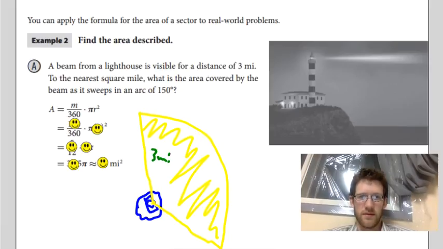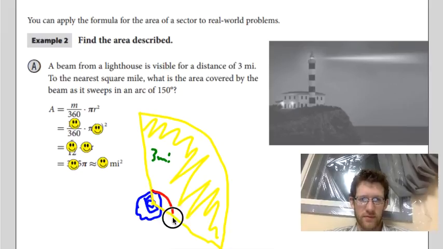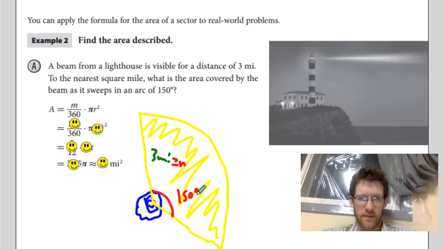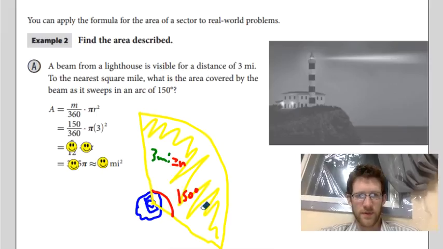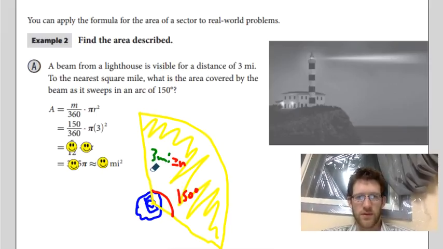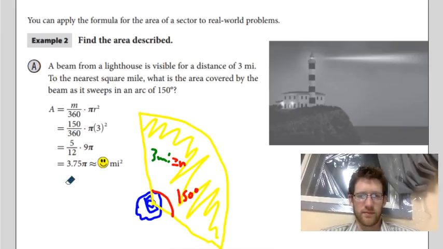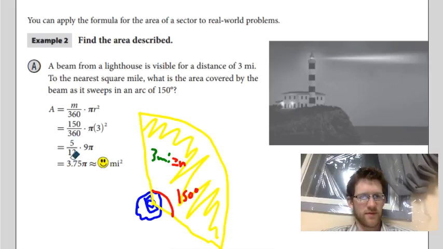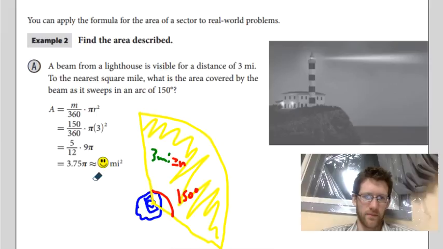So in this case, the radius is 3. The number of degrees is 150. Therefore, I can again plug my values into that formula. 150 divided by 360 gives me the portion of the whole. And the whole is 3 squared times pi, or 9 pi. Which gives me, what is that? Divided by 3, 5/4, 15 fourths pi, or approximately 12.